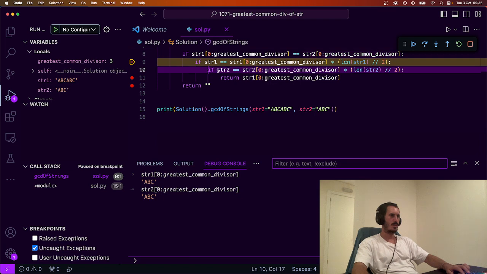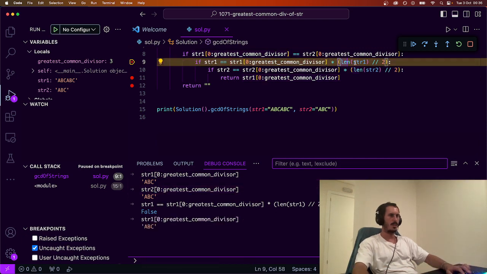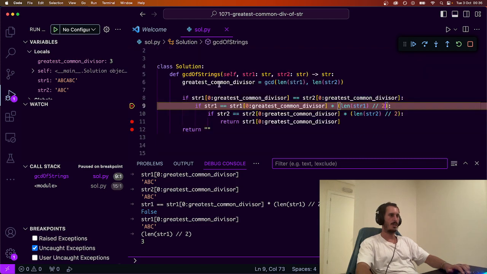ABC, and then okay, string 1, which is ABC, ABC. Okay, ABC times 3, which is not 3. Oh, it's not divided by 2. This is like a stupid mistake. Of course not divided by 2. It's divided by the greatest common divisor. Same thing for the rest.